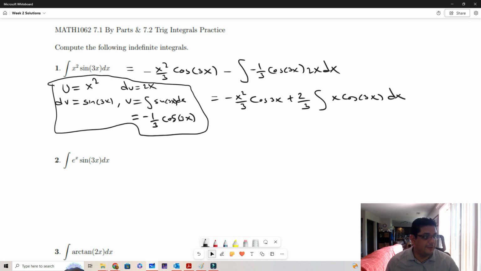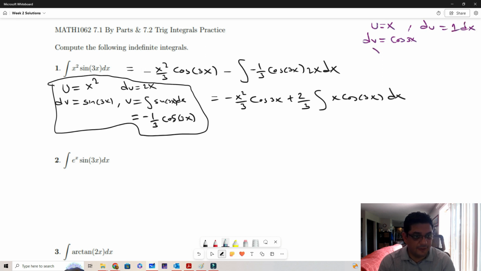Now notice this is still going to be another integration by parts. We're going to need to do a second integration by parts to solve this integral here, and the pattern is going to be exactly the same. We're going to have u equals x, and the dv now is going to be cosine of 3x. So the du is 1 dx, and the v is the integral of cosine, which is going to be sine. So this is going to be 1/3 of sine of 3x.